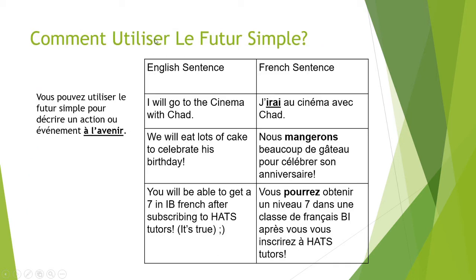Alright, now how do you use the future simple? Vous pouvez utiliser le futur simple pour décrire une action ou événement à l'avenir. So pretty much, you use it to describe something that's going to happen in the future. So for example, I will go to the cinema with Chad. You say j'irai au cinéma avec Chad, because I will go is aller in the future simple.